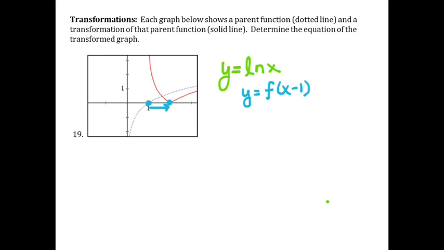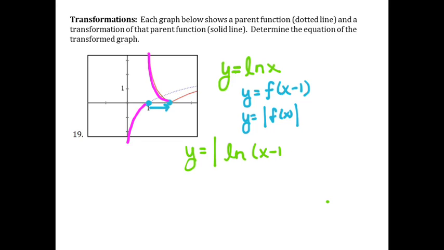But notice that in my transformed graph, everything is positive. This piece down here, which was negative, has been flipped upward. The negative part has become positive. And the way that we achieve that with a graph is to use the absolute value as a transformation. When I add absolute value to another function, it works like a transformation, and it takes everything that's negative and flips it up and makes it positive. So we're going to put those two things together to write the equation of this graph. y is equal to the absolute value of the natural log of x minus 1.